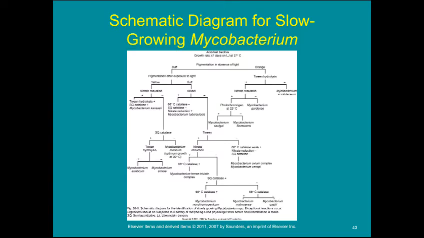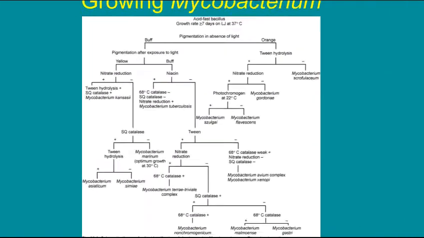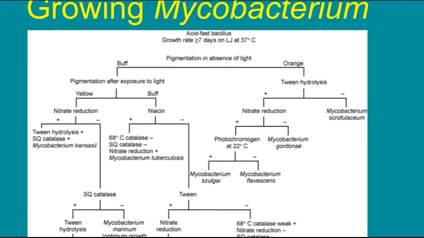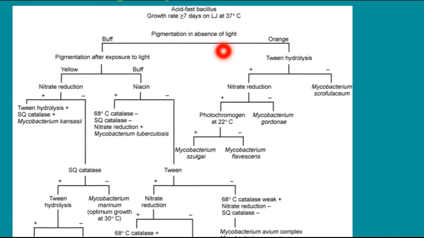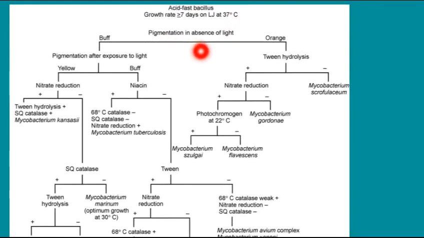Okay. This is your schematic diagram for slow-growing Mycobacterium. Okay. So, pigmentation in the absence of light. Okay. Buff. Pigmentation after exposure to light. Meron kasi tayong photochromogens kung tawagin. Pag sinabi natin photochromogens, pag walang ilaw, wala silang kulay. Kapag inilawan mo, sila ay magiging color yellow.